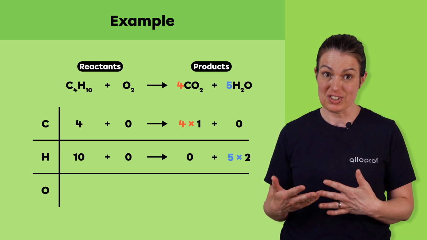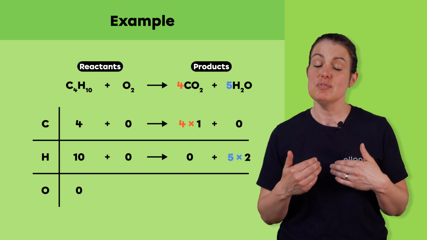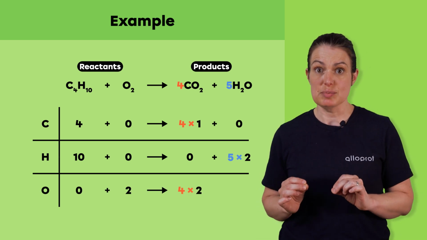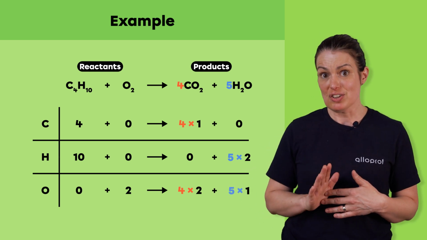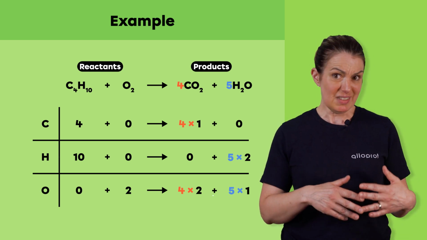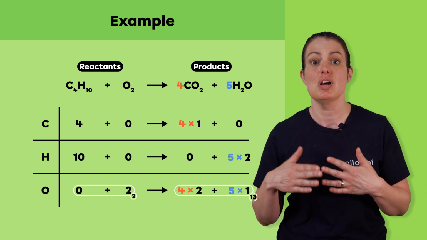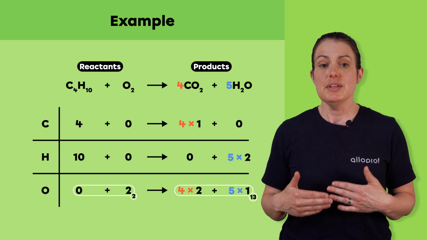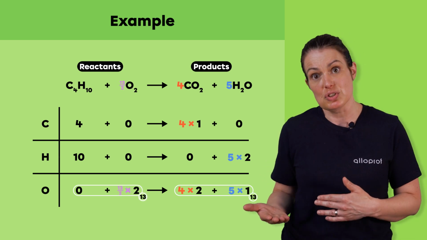Let's finish with oxygen. The balance on the reactant side shows that there are no oxygen atoms in C4H10 and 2 in O2. In the products, there are 8 oxygen atoms because of the CO2 molecule, which has been multiplied by 4. There are 5 oxygen atoms in H2O since we have put a coefficient of 5 in front of the molecule. There are therefore a total of 13 oxygen atoms on the product side and 2 oxygen atoms on the reactant side. In order to have 13 atoms on the reactant side as well, the O2 molecule can be multiplied by 13 over 2, since 13 over 2 times 2 is 13.